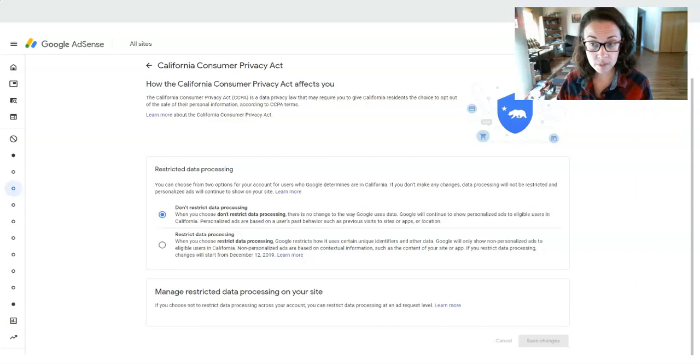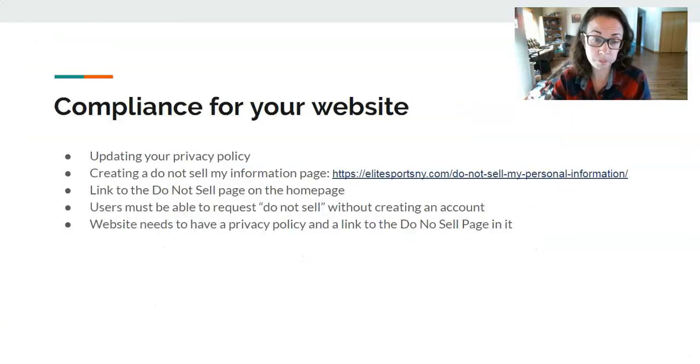Now, you could get ahead of this and just choose the restrict data processing option. We already know that Google understands where we are, and it's already using information to serve us particular ads based upon what it knows about us. So Google can, if you click this button, show only non-personalized ads to users just in California. Google knows if they're in California, and so Google can go ahead and get ahead of that so that you would be compliant. So you could check that box if you want to.